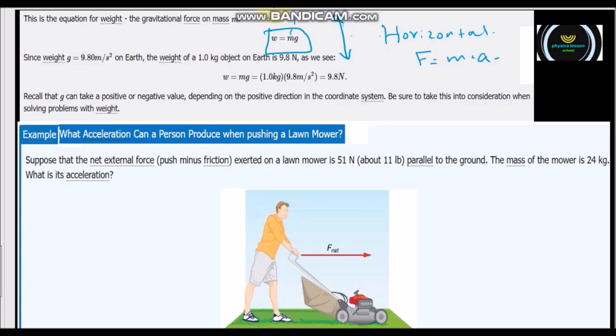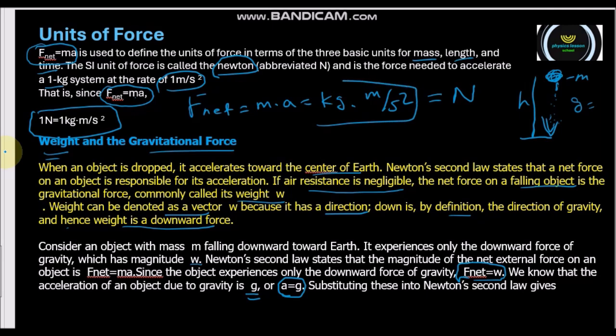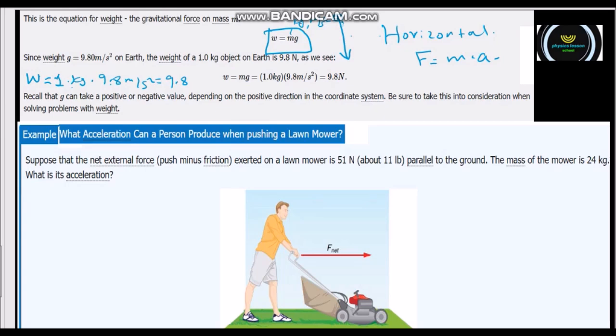The SI unit for mass is kilogram. The SI unit for gravity is meter per second squared. So weight for a mass of 1 kilogram is 1 kilogram times the acceleration due to gravity, 9.8 meter per second squared. This gives 9.8 kilogram meter per second squared, and we have already seen that kilogram meter per second squared is equal to 1 Newton. So the weight is 9.8 Newton.